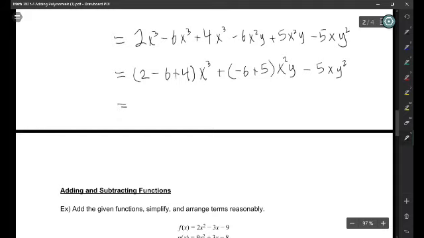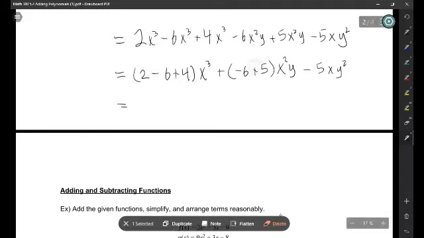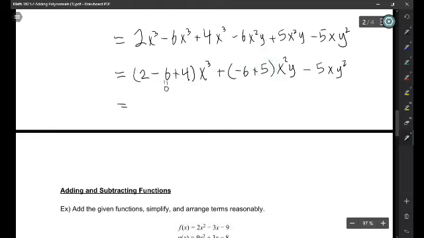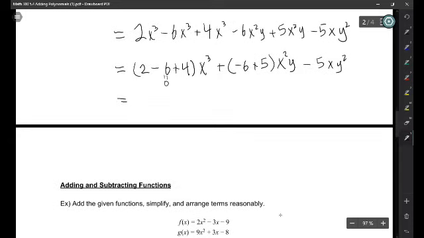2 minus 6 is negative 4. Negative 4 plus 4 is 0. So x cubed terms are 0 or disappear. And then negative 6 plus 5 is negative 1. So we get negative x squared y minus 5xy squared.